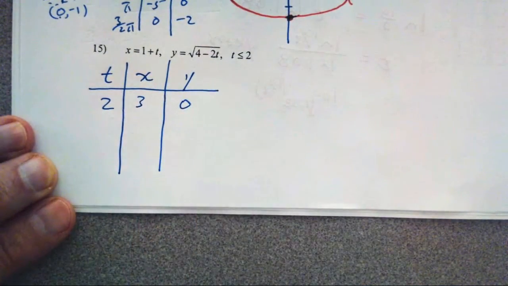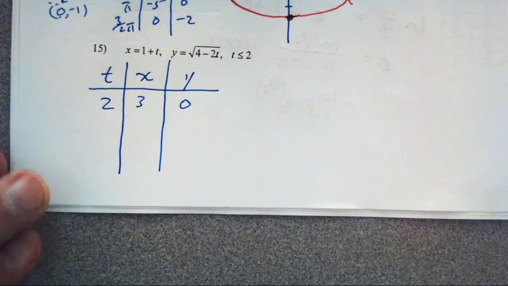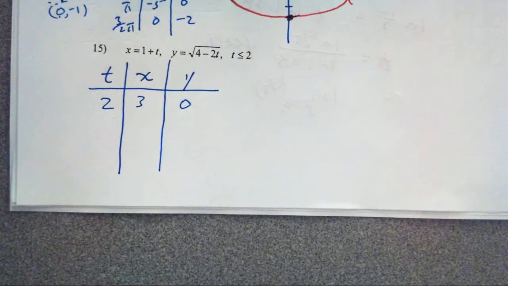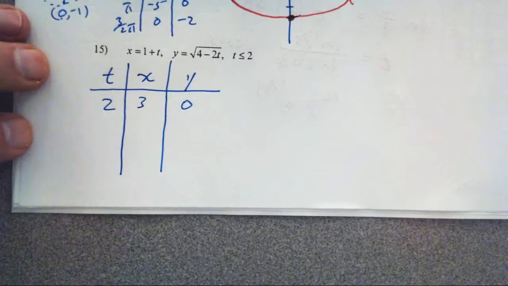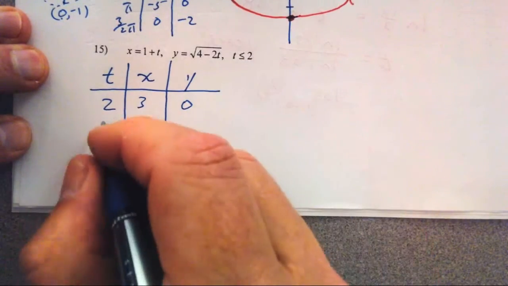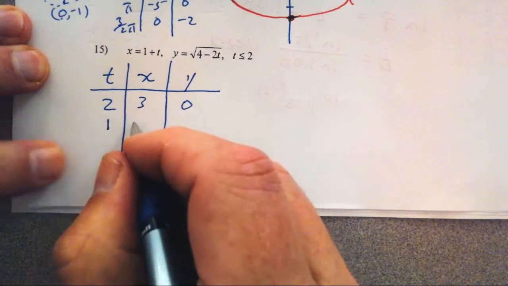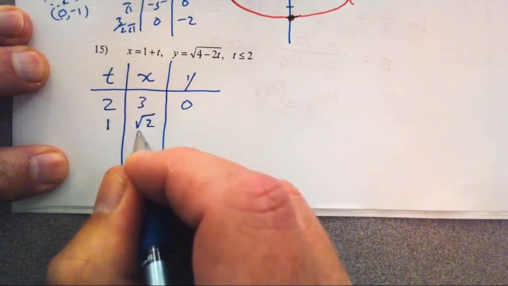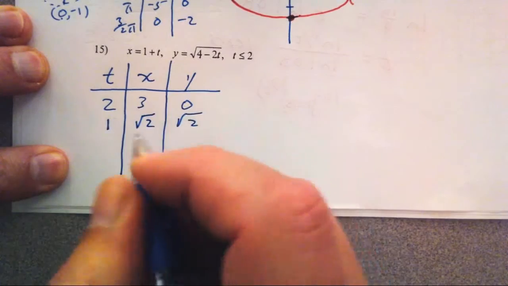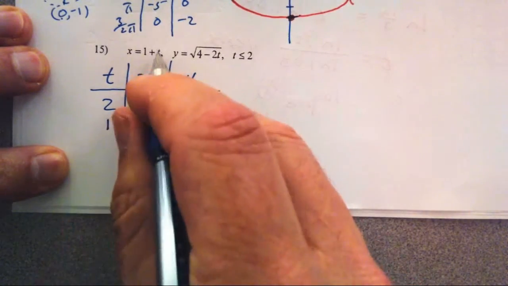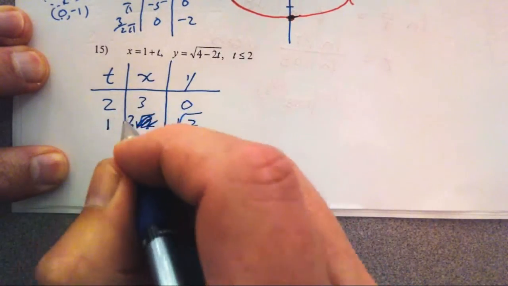So that is not my initial point, it's actually my terminal point. We have to be careful with direction. Since I have to be less than 2, I'm going to go to 1. Hopefully that works out well. Maybe not great. I get 4 minus 2, I get square root of 2. Sorry, that's square root of 2 for the y value when I get 1 for the x value.